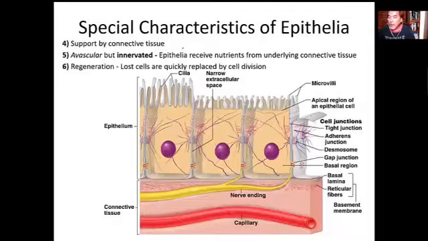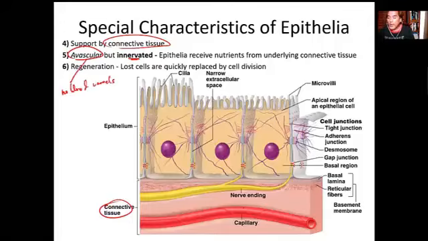And then after that, the fourth characteristic is that it is supported by connective tissue. So epithelium always has something on the bottom called connective tissue. And then it is said to be avascular but innervated. What does avascular mean? No blood vessels. If you take a look, the blood vessels are actually located in the connective tissue, not in the epithelium. That is avascular but innervated, meaning there are nerves innervating the epithelium.